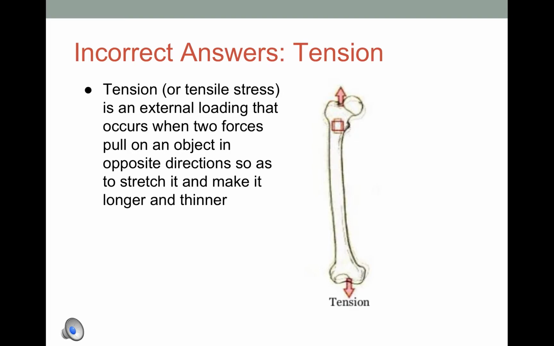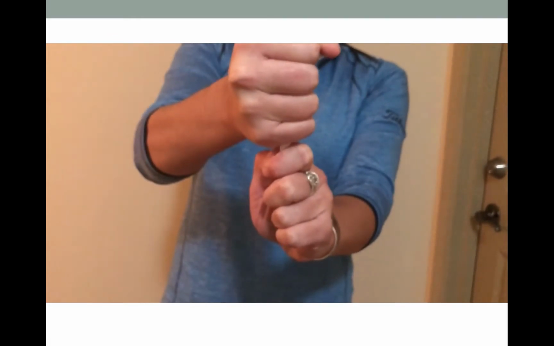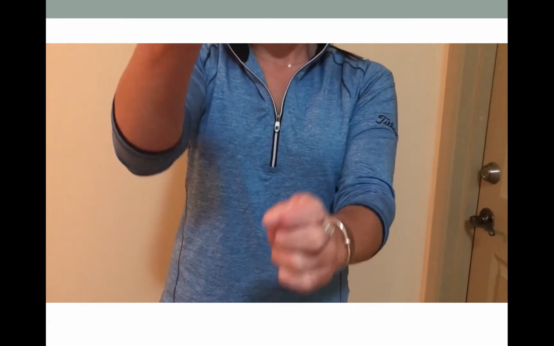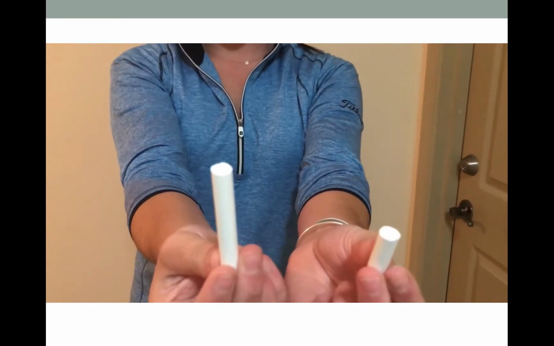Tension, also known as tensile stress, would be an incorrect answer because it is an external loading that occurs when two forces pull on an object, such as bone, in opposite directions so as to stretch it and make it longer and thinner. I will now produce a tensile load. I will pull the chalk in opposite directions. You can see that there's no spiral fracture.